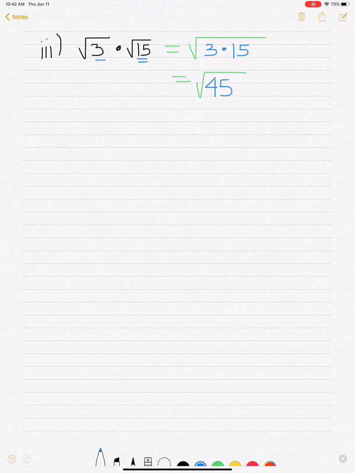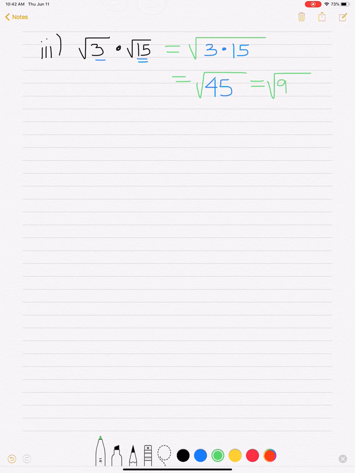We're going to break it up into 9 times 5. Right, 9 times 5 is 45, and 9 is a perfect square. The square root of 9 is 3. So 9 gets out of jail, becomes 3. And under the radical, I leave a 5. So that's my answer, 3 square roots of 5.